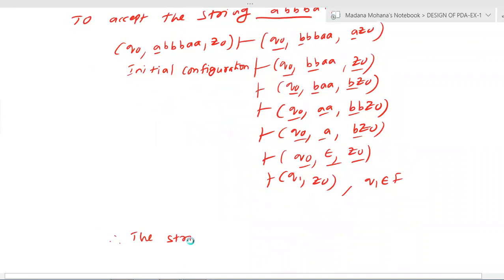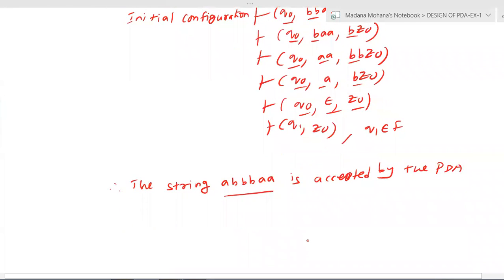What is the string here? A B B B A A is accepted by the PDA that we applied. Therefore, the machine accepts the strings derived from the language satisfying the condition that the number of A's is equal to the number of B's. So this is the final solution.